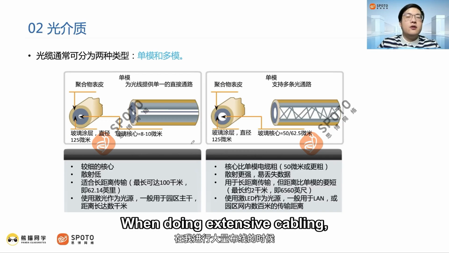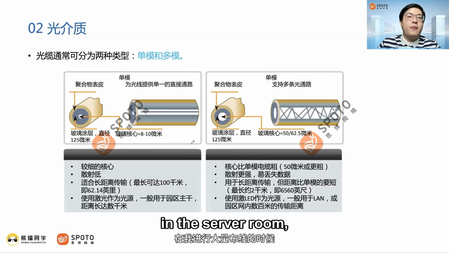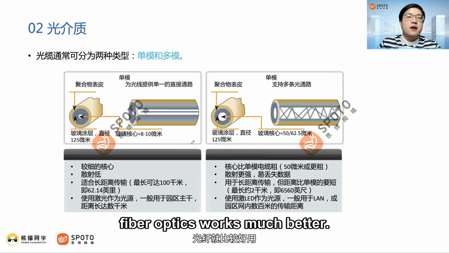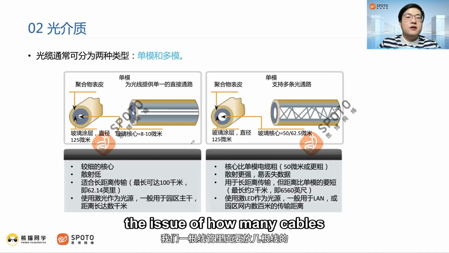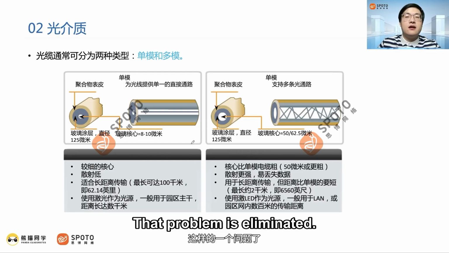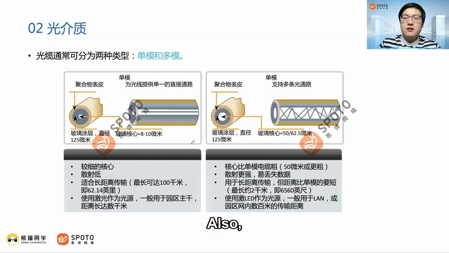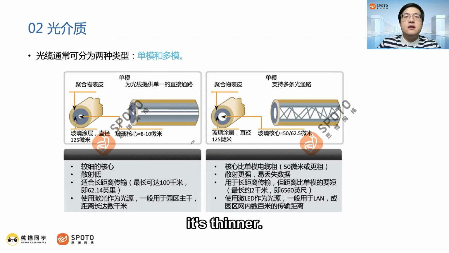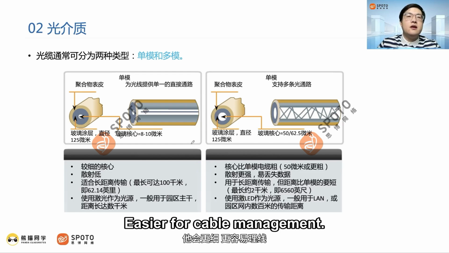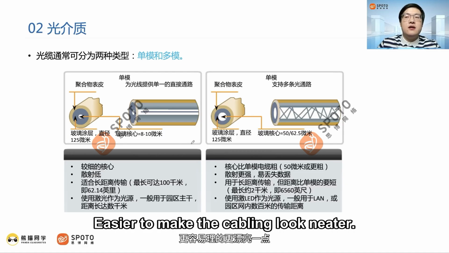When doing extensive cabling in the server room, during large-scale cabling, fiber optics works much better. You don't need to consider how many cables can fit inside. Also, compared to Ethernet cables, it's thinner, easier for cable management, and easier to make the cabling look neater.